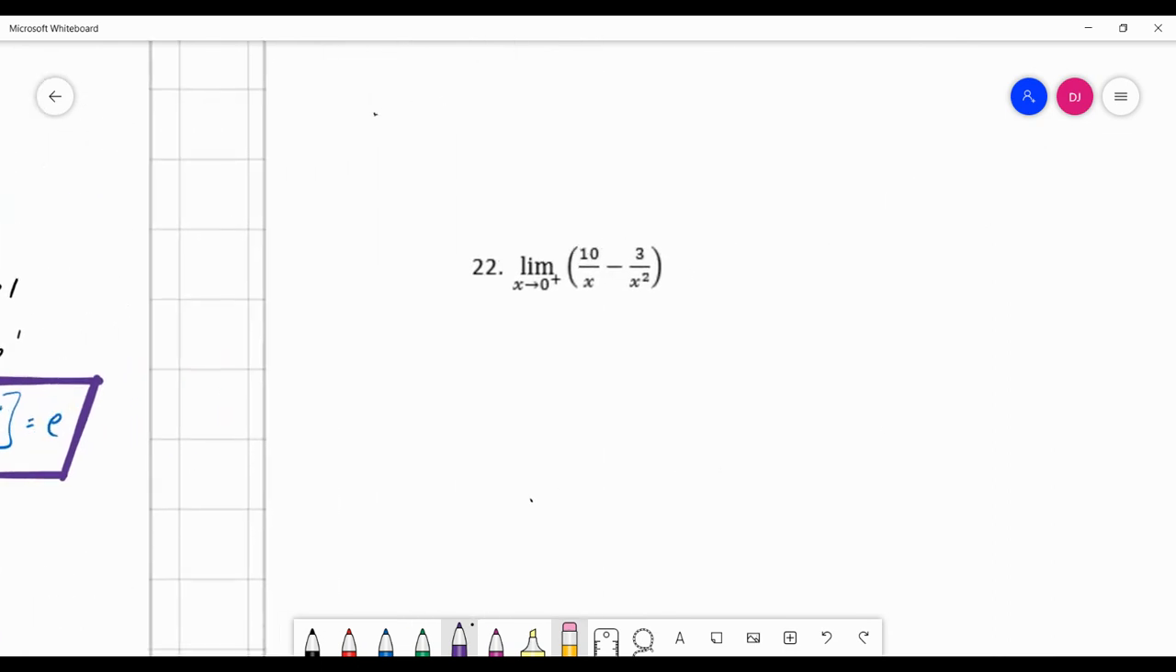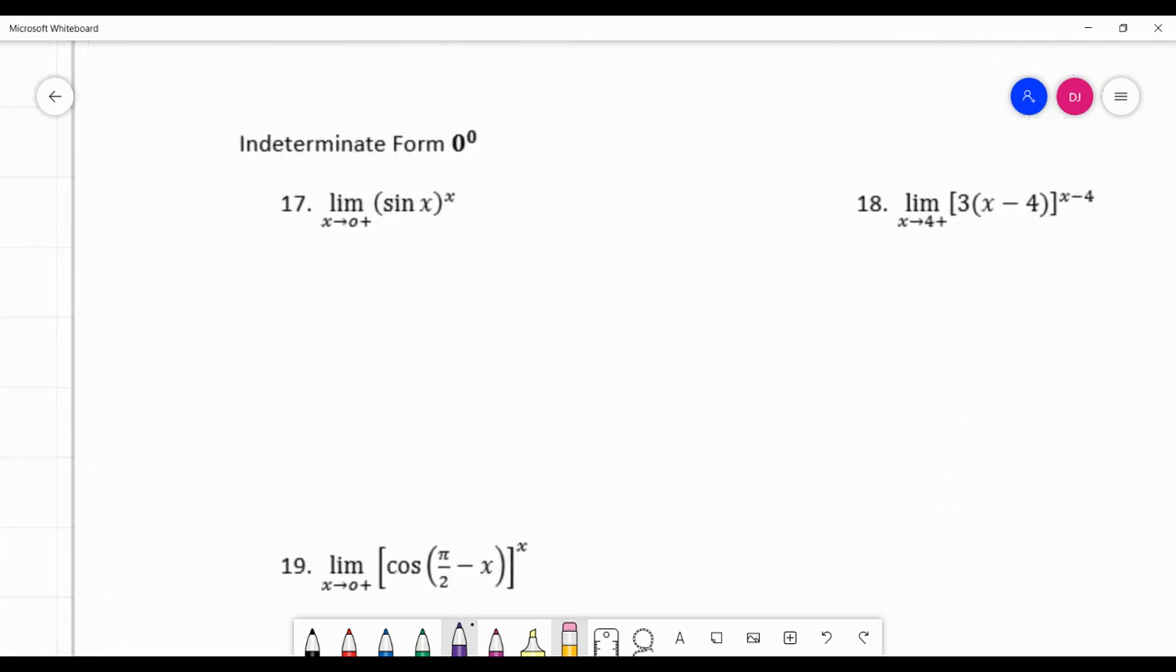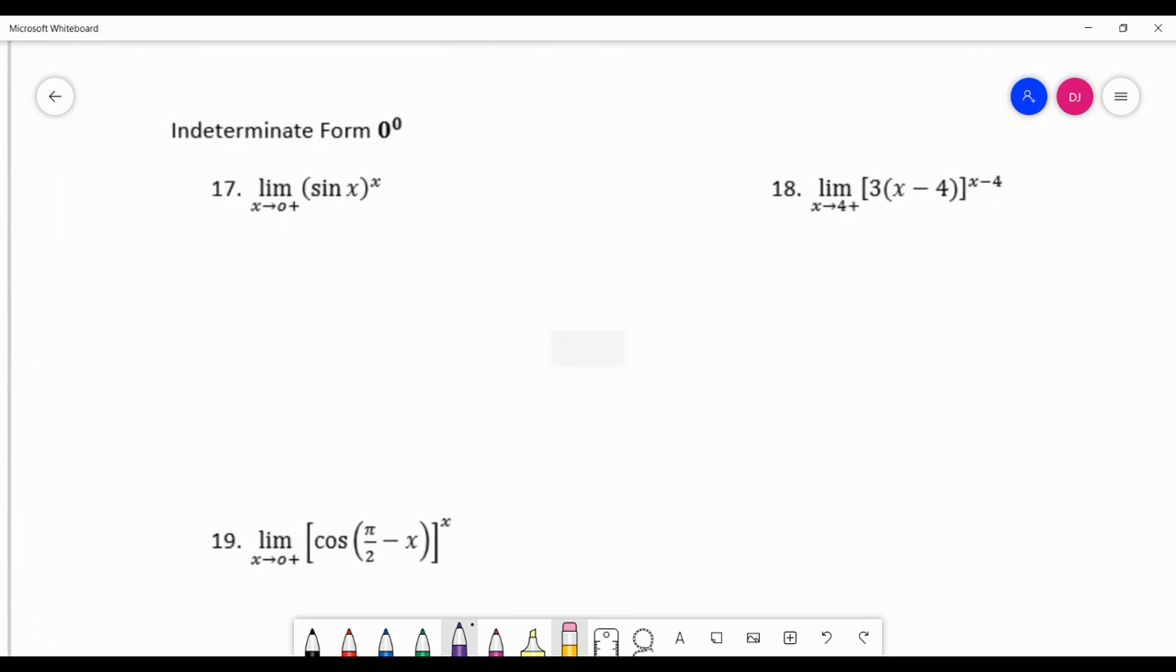Okay. All right, let's keep going. Other indeterminate forms. What if I have 0 to the 0? How do I handle the form of 0 to the 0? Well, it's going to be the exact same thing. I shouldn't have to spend too much time here.